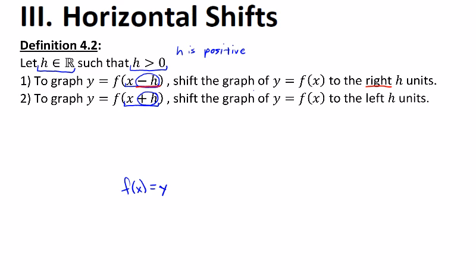So this is one of the patterns that was recognized by mathematicians. So we don't have to make a table every time we want to do this particular transformation. Somebody has already found that this is going to work every time, so it's become a definition.